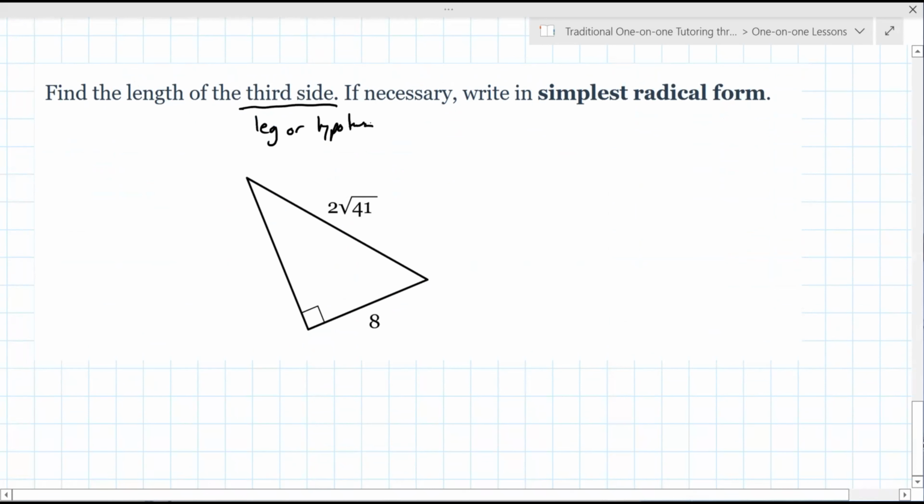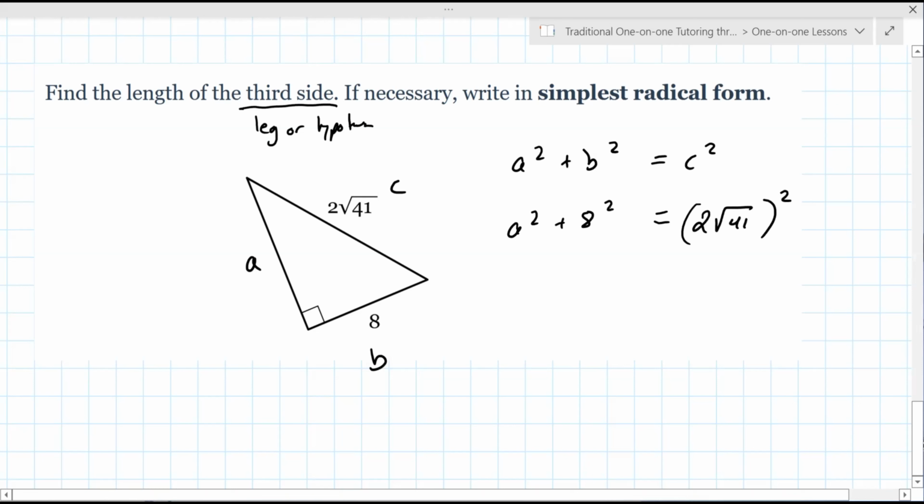The leg. You're finding a leg. So it doesn't really matter, but you can go A, B, and C, or you can flip A and B. But you're always going to use the Pythagorean theorem. A squared plus B squared equals C squared. The C has to be the 2 square root 41 though. And we'll just do it the way I've written it here. All right, 8 squared is 64.